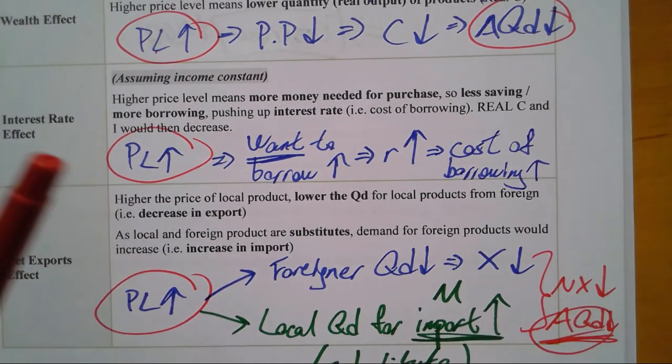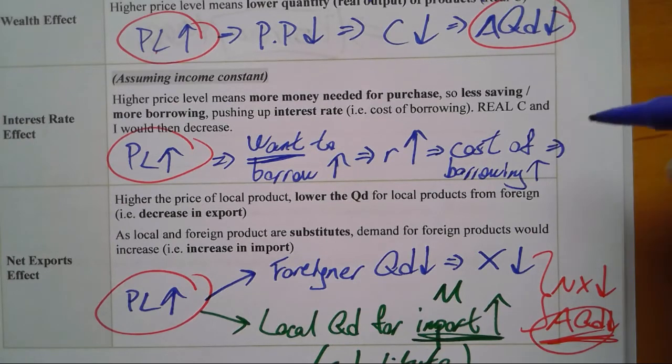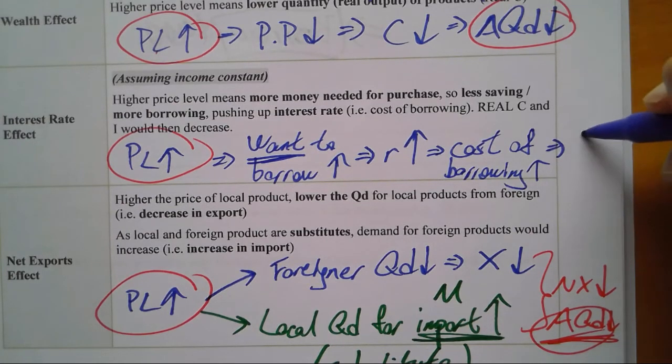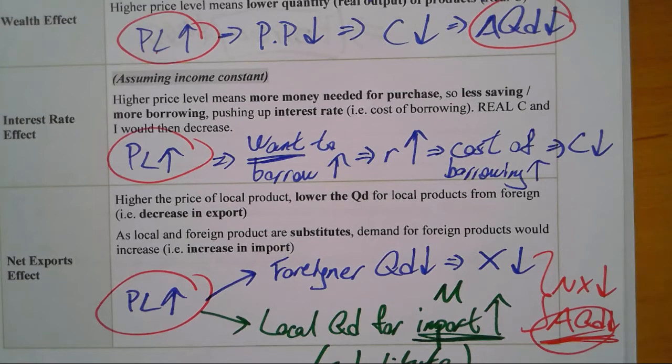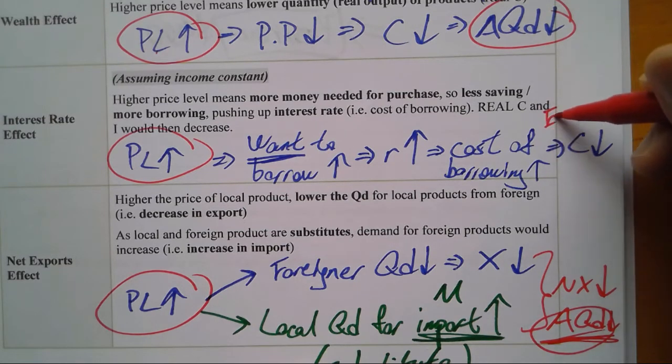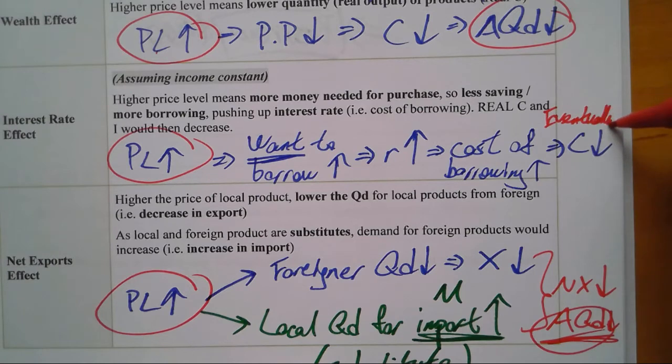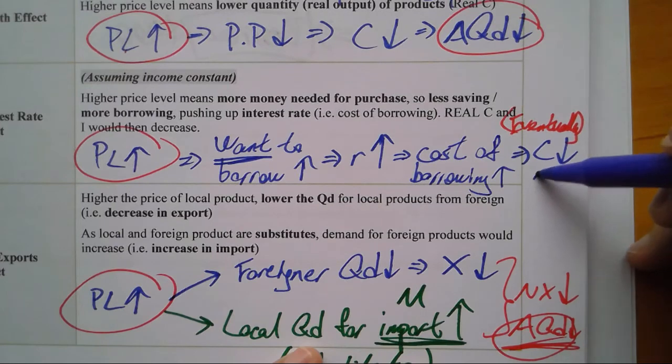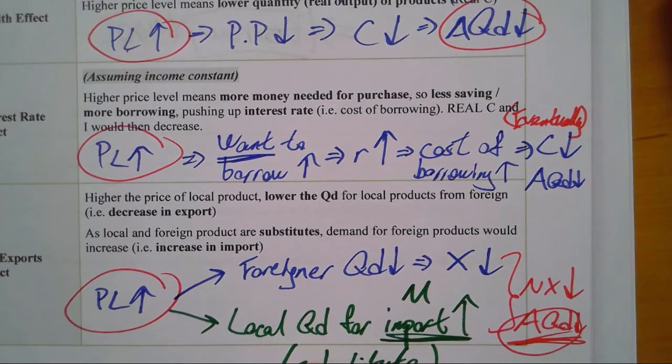Now, therefore, eventually, our so-called consumption would decrease. Now, eventually, okay, let me write clearly. Eventually, our C would decrease, which means our AQD would decrease. 你見唔見啊？Price level increase, AQD decreases. Now this one, I need you to be very careful with this one. When we talk about price level increases, AQD decreases.